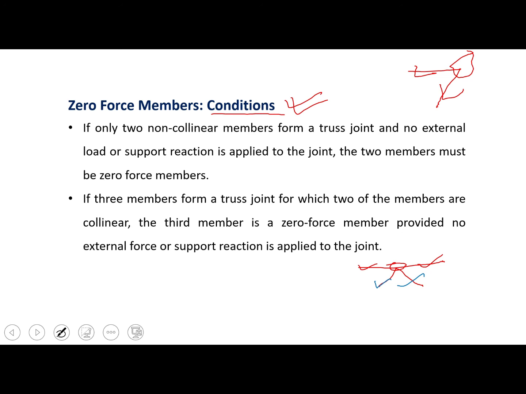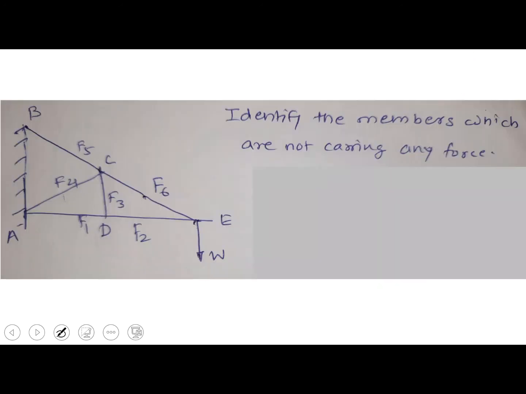Let us try to see some beautiful problems related to this. This is one of the problems where we have to identify the members which are not carrying any force. Now, by seeing our first condition for the zero force member, here you can see that F5 and F6 are the collinear members, isn't it? And here is the particular joint, and joint D is there. C and D, these are the two joints, whereas at joint E there is a force acting.